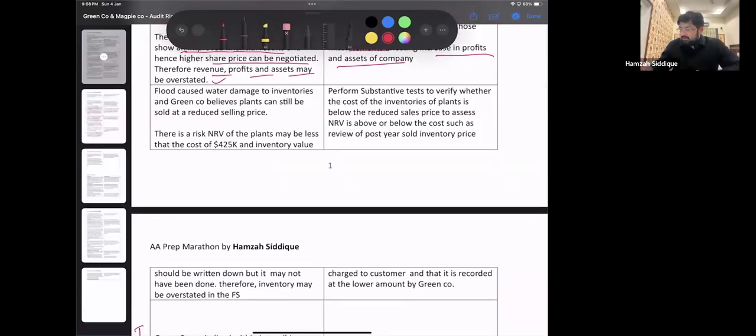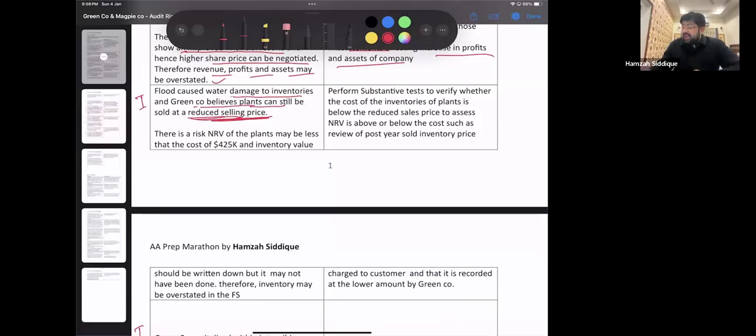Damage to inventory: flood water damage to inventory, and the company believes the plant can still be sold. This is specific information now. We do not have to copy-paste an answer over here, but we have to take care of it. What is the specific information? The answer should be tailored as per that.